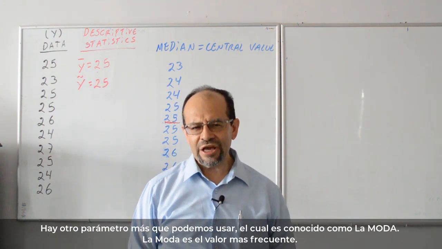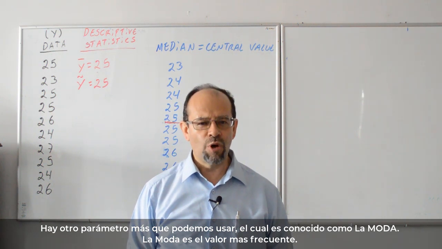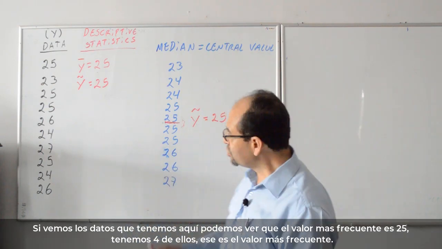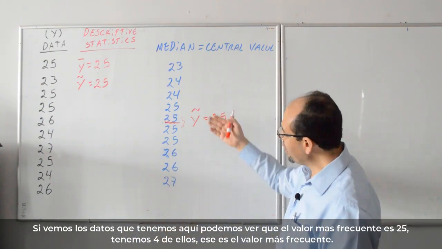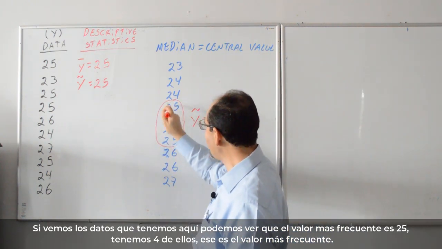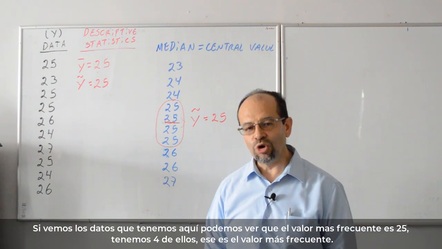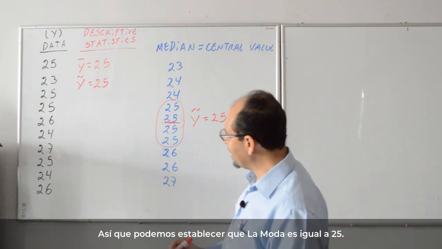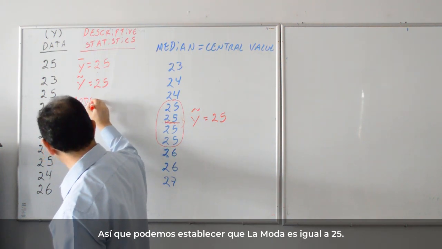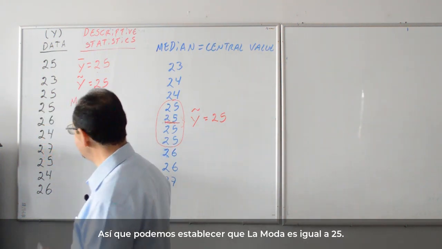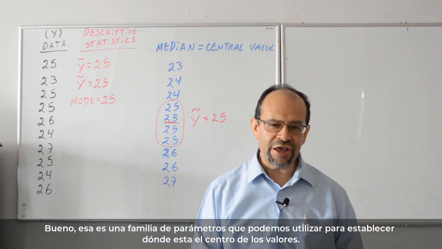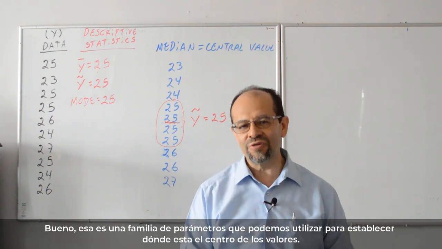There's another one that we can use, which is known as the mode. The mode is the most frequent value. Using the same data that we have here, we can see that the most frequent value is 25. This 25, we are having 4 of those. That is the most frequent value. Therefore, we can establish that the mode is equal to 25. Well, that is one family of parameters that we can use to establish where is the center of the values.